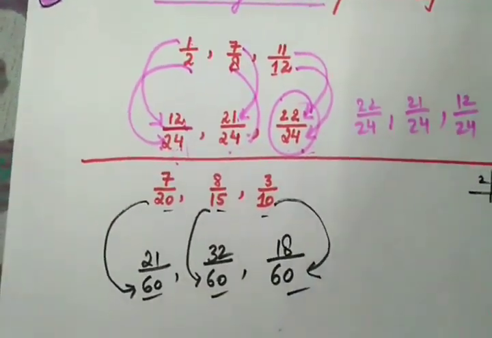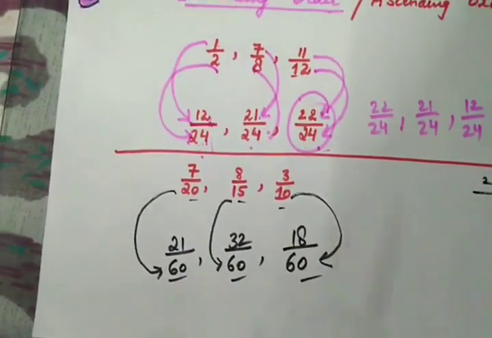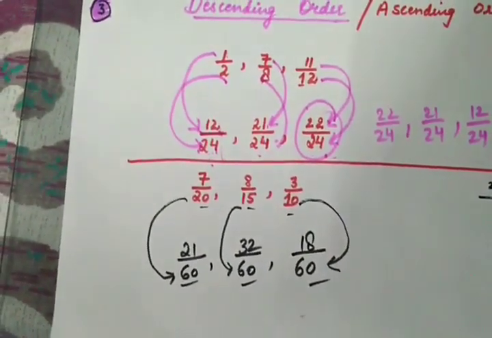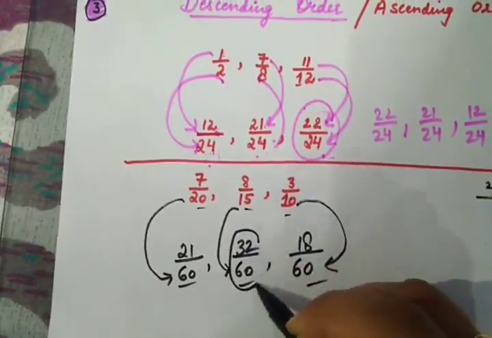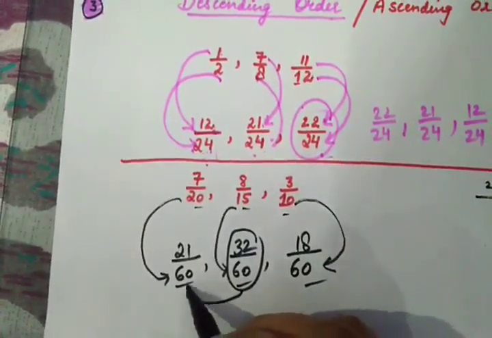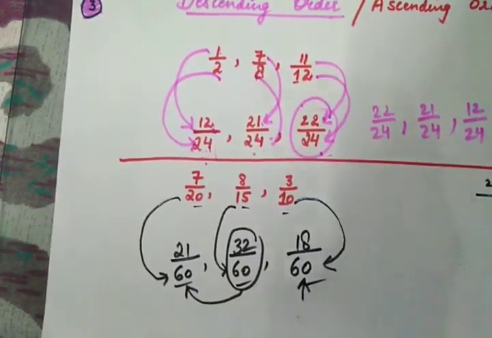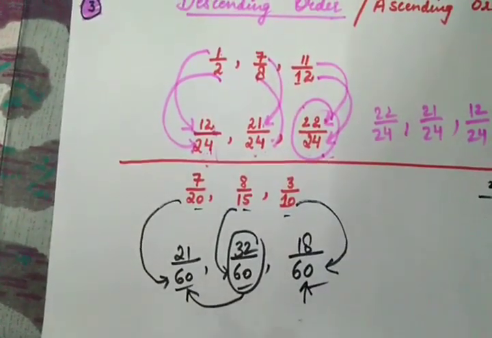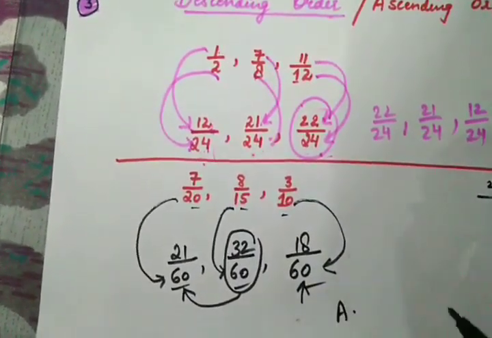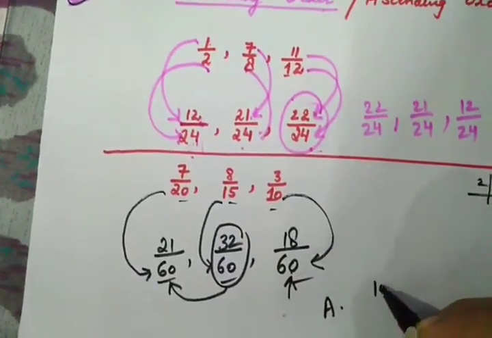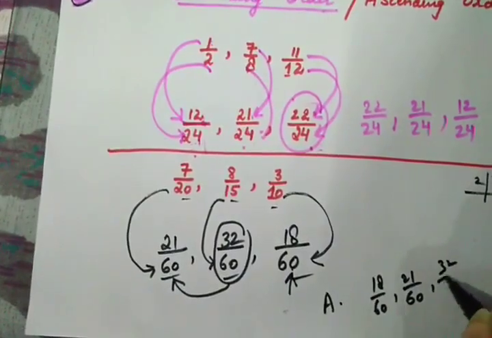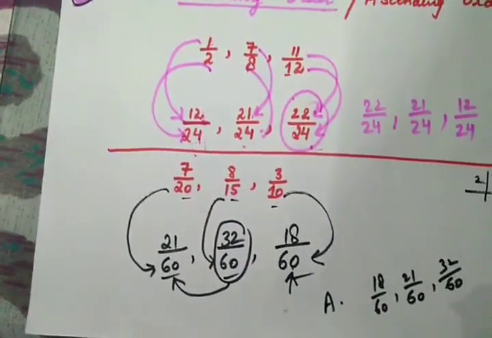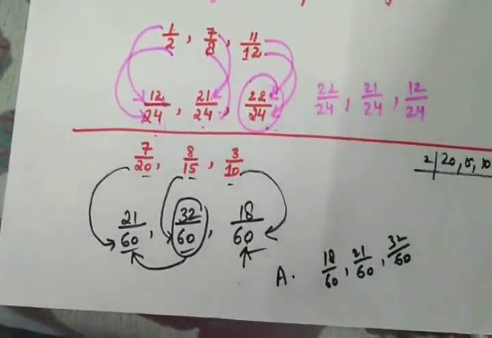Now the denominators are same. In whichever order you want, you can solve it. If they ask you descending order, so biggest is this, then smaller than this is this, and the smallest is this. And if they ask you in ascending order, then ascending order will be smallest first, then bigger, and then biggest. This is the way you have to solve.